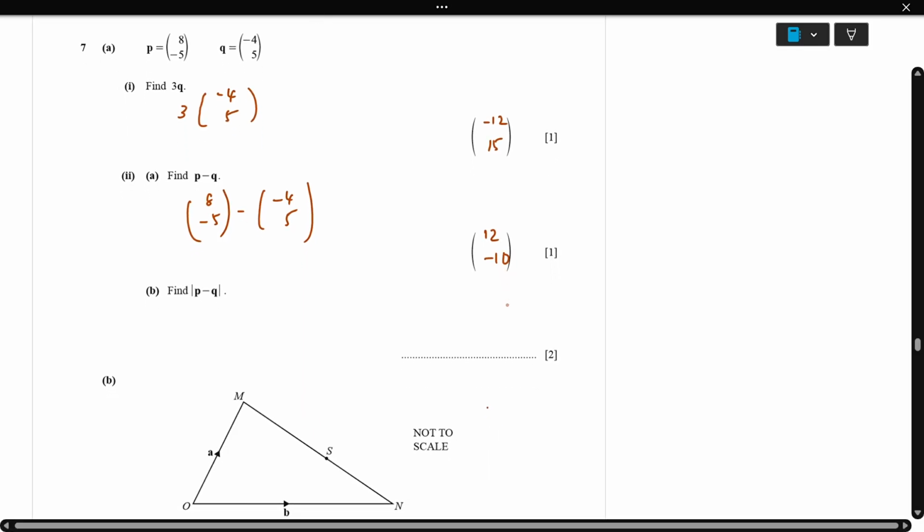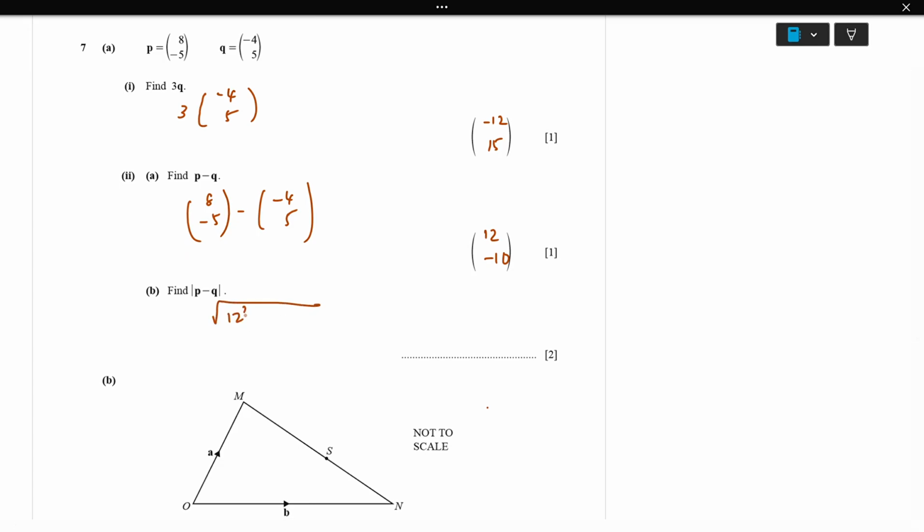Okay, next one, we need to find the magnitude of PQ. So here, it is the square root of 12 squared plus minus 10 squared. The answer is going to be 15.620. So we'll round it and write 15.6.